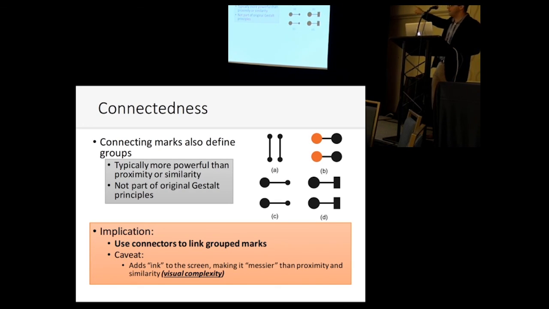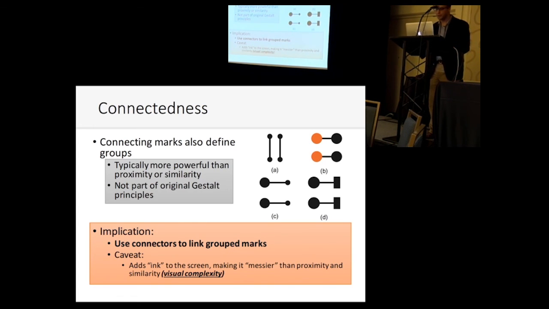Similarly, in B, we have differences in color. You can see that that connector tells you that they're related to each other, even more powerfully than the change in color. And the bottom two give us different shapes, different sizes. Okay? In all cases, those connectors work really powerfully. So, using connectors to link group marks, if we've done some analysis and we know that these things are linked to each other, is really powerful.